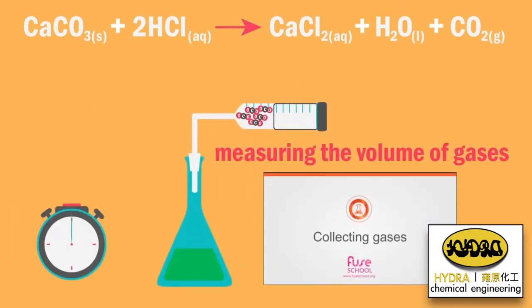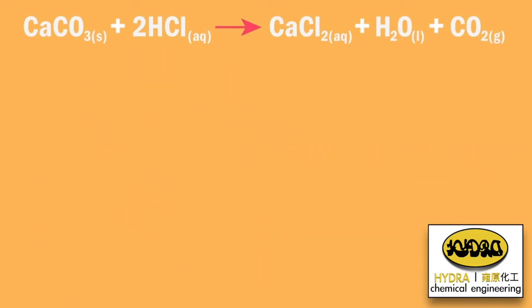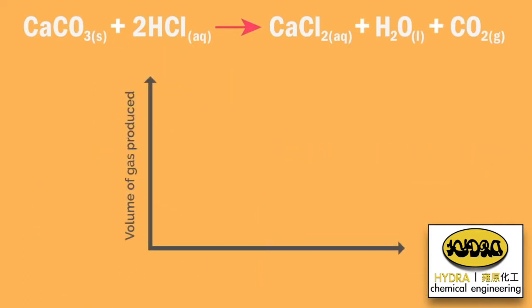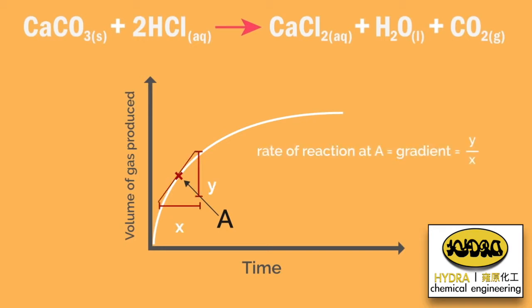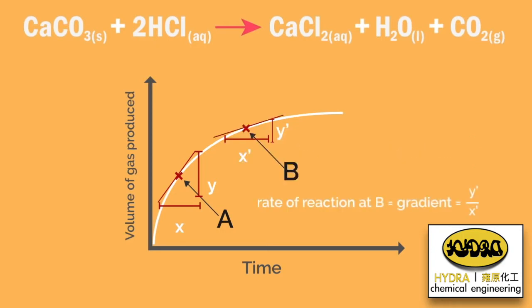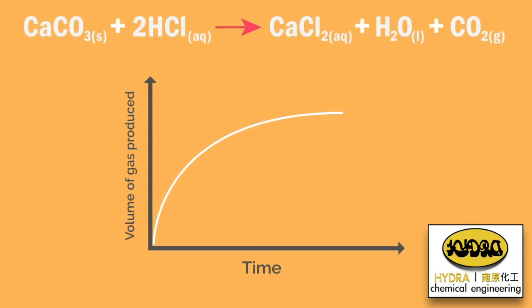You can watch our video on measuring the volume of gases here. This time we plot a graph of volume of gas produced against time. The graph looks like this. As before, the rate of reaction at point A is given by the gradient at A, which is y over x. And the rate of the reaction at B is given by the gradient at point B, which is y dash over x dash. What do you think is happening to the rate of reaction as it proceeds? Again, pause here and try to get the answer.